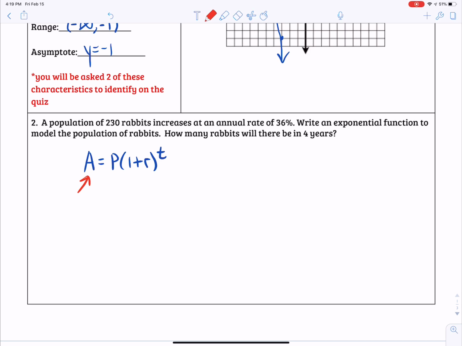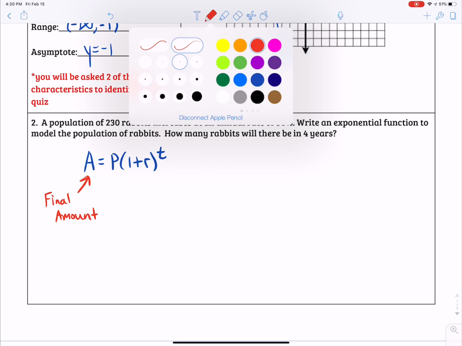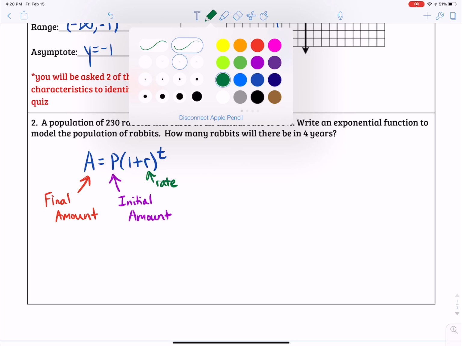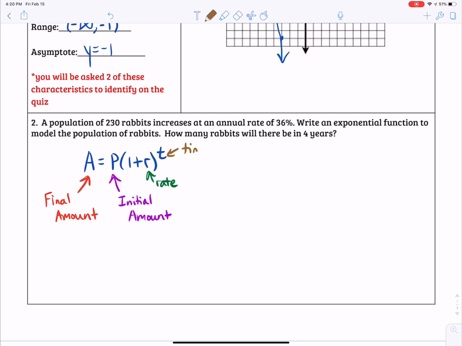This on the left, no matter what letter we use, that's going to be the final amount. Then what's just across the equal sign is always going to be your initial amount. It doesn't matter if they call it P or whatever letter they decide to use. That is the initial amount. And then R is the rate. And T is time. So we're going to plug in what we know.